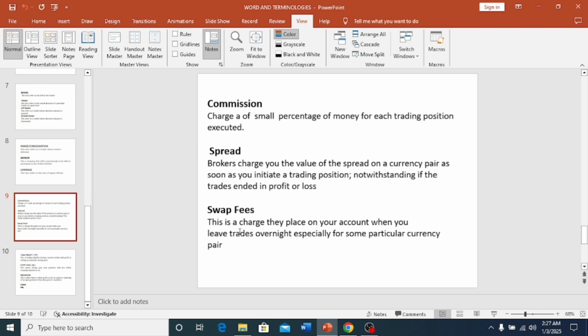Swap fees. This is a charge they place on your account when you leave trades overnight, especially for some particular currency pairs. Commission and spread charges vary based on, number one, the brokerage, and secondly, the currency pairs.